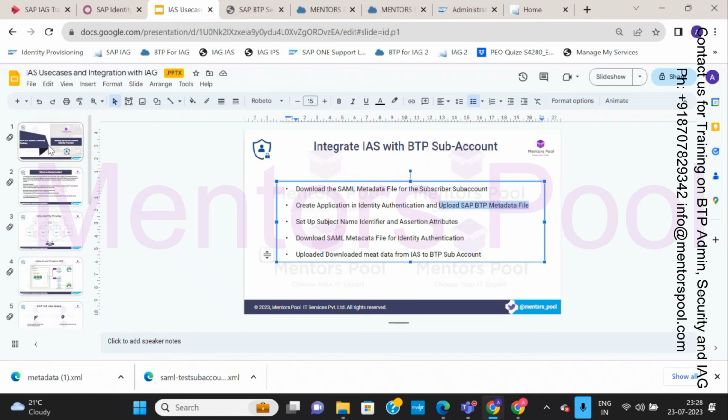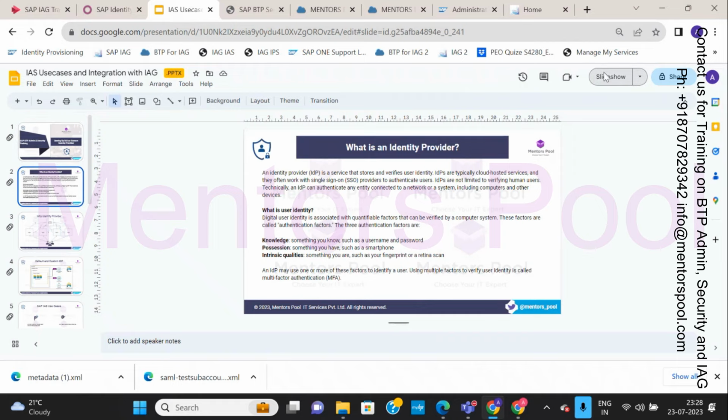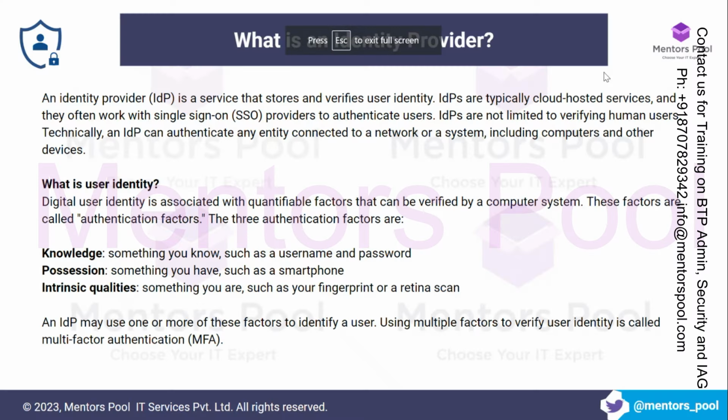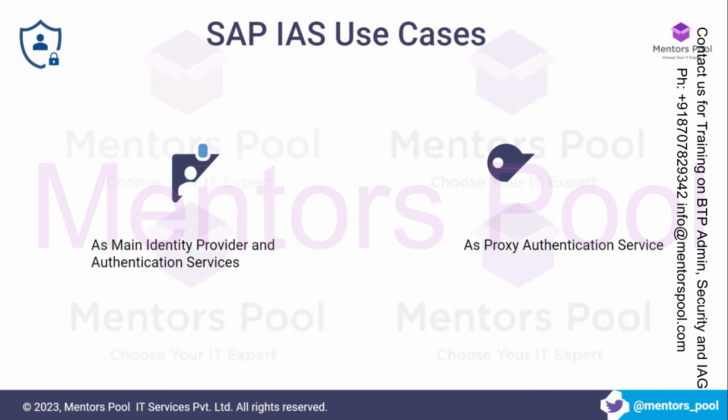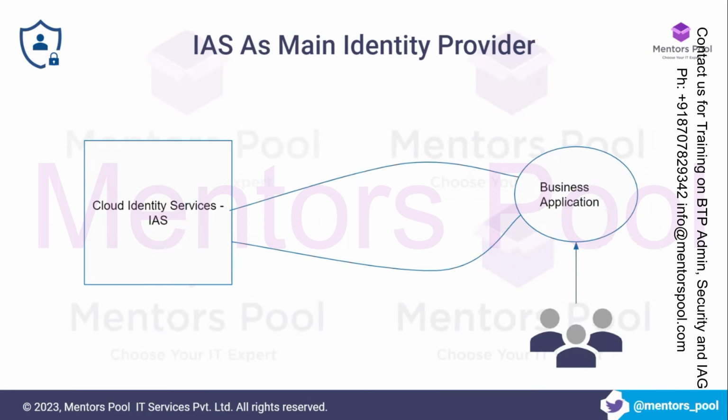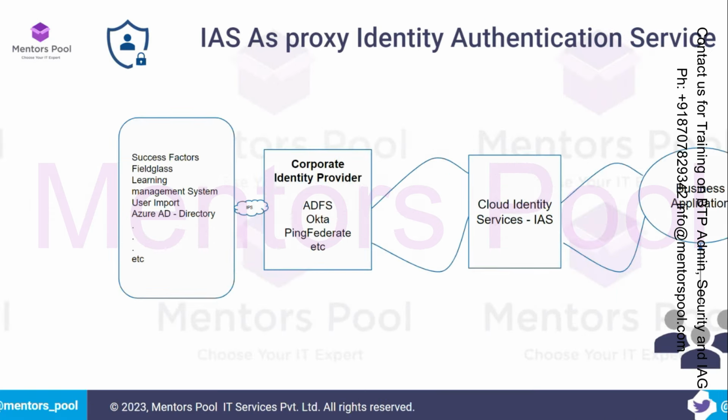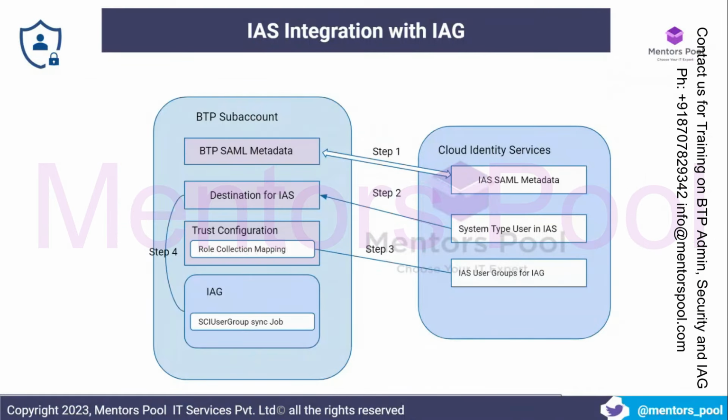So what are the things we covered today? We understood what an identity provider is and why we need one. We understood the difference between the default identity provider and a custom identity provider. We also understood different use cases of IAS. All these things we quickly understood, and then finally we tried integrating our IAS with IAG.